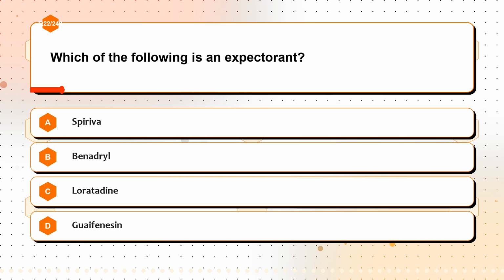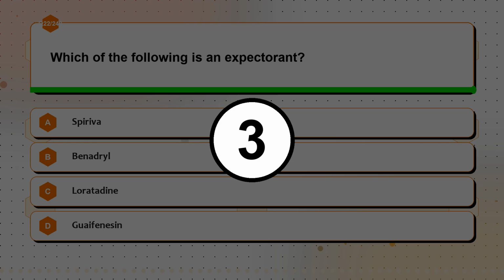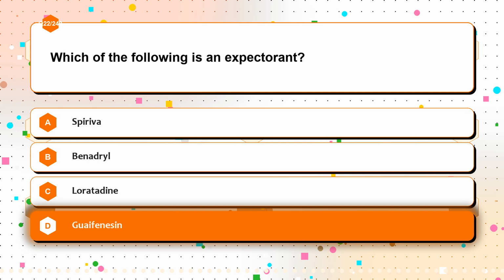Question 22. Which of the following is an expectorant? Here are the options. Option A, Spiriva. Option B, Benadryl. Option C, Loratadine. Option D, Guaifenesin. The correct answer is option D, Guaifenesin.